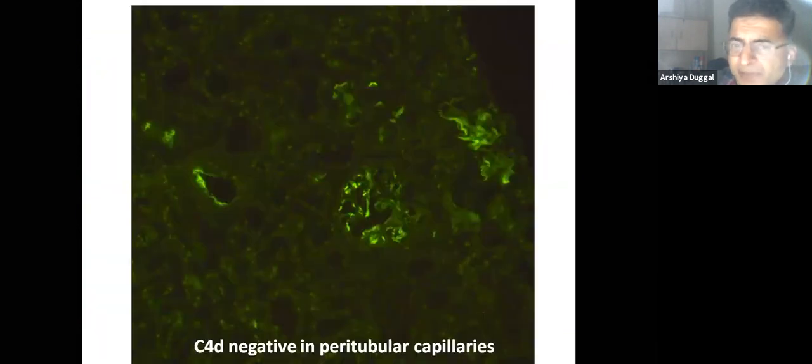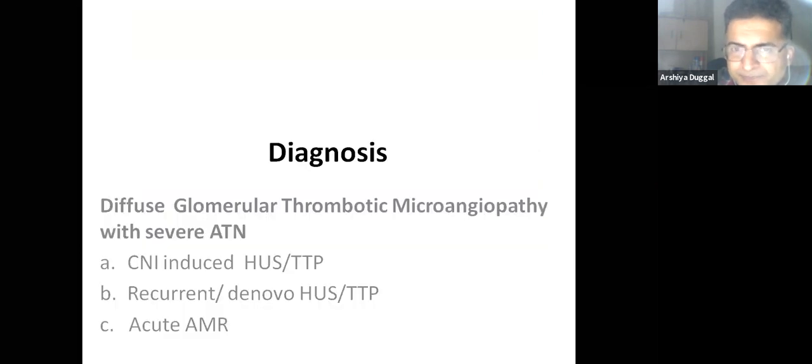C4d was negative in peritubular capillaries. As you must have known, accommodation is a process which occurs in an ABO-incompatible transplant and C4d is mostly positive. But C4d will take some time to develop. It will not happen on the first day. Mostly it takes at least 2 weeks, sometimes 10 days, for C4d to be positive in an ABO-incompatible transplant. So this was POD 0 and C4d was negative in the peritubular capillaries.